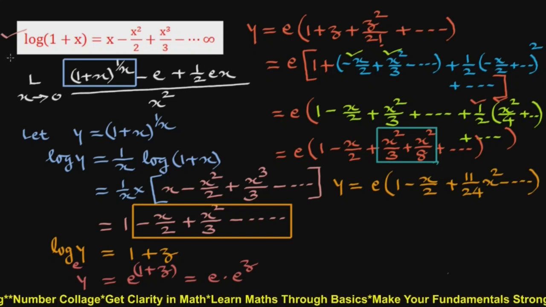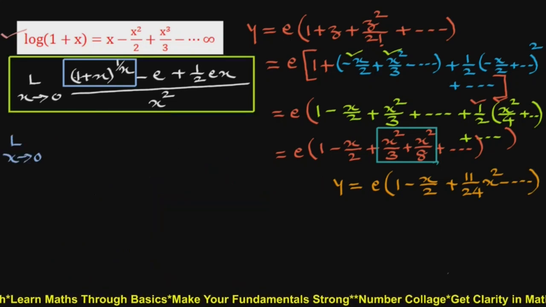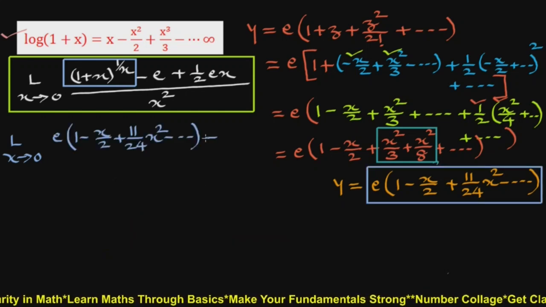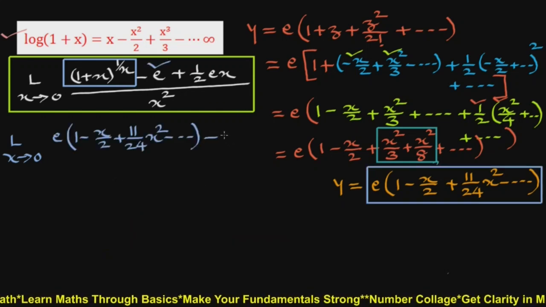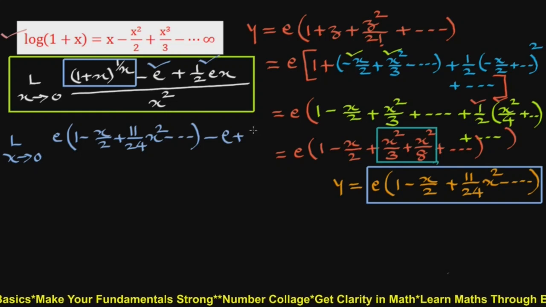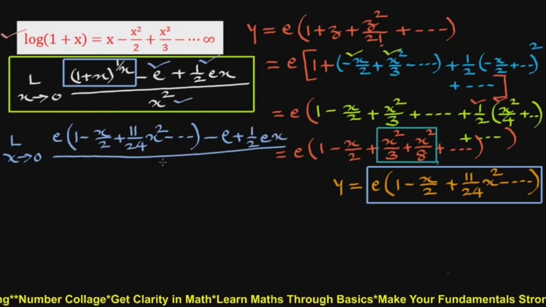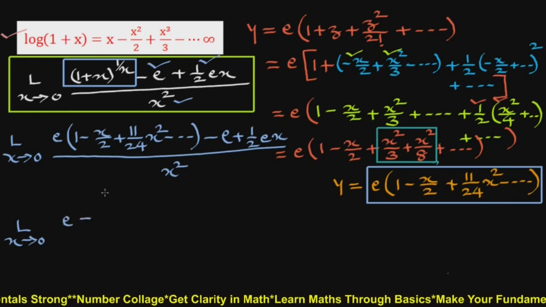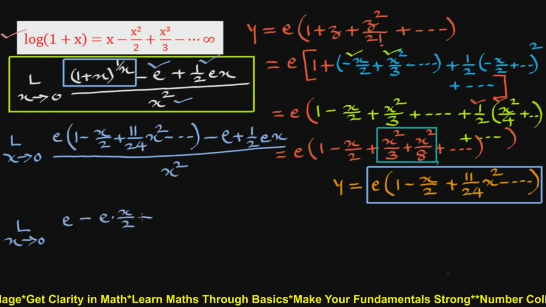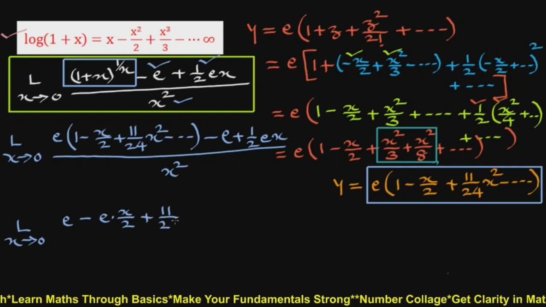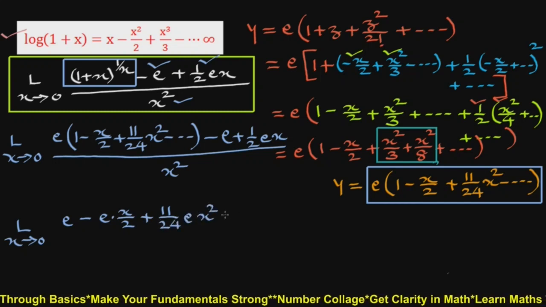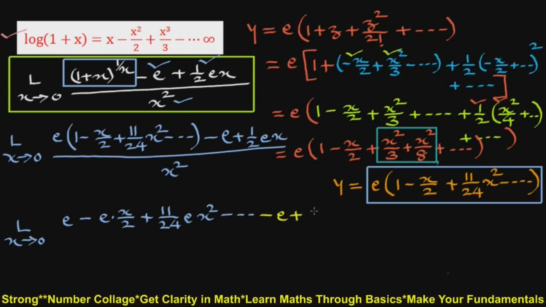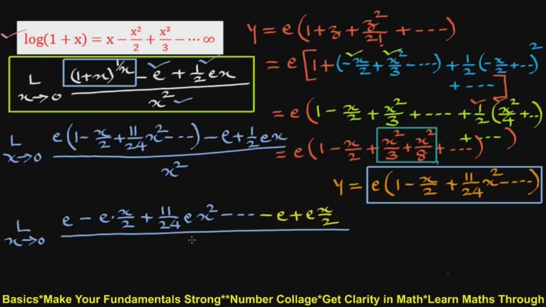Now the limit to be solved will be, for (1 plus x) raised to 1 upon x, we write this minus e plus half ex, upon x square. Opening the bracket: e into 1, that is e, minus e into x upon 2 plus 11 upon 24 e into x square minus so on and so forth, minus e plus e into x upon 2, upon x square.